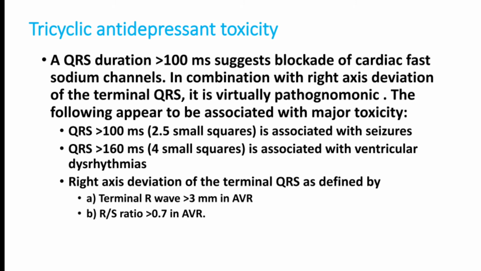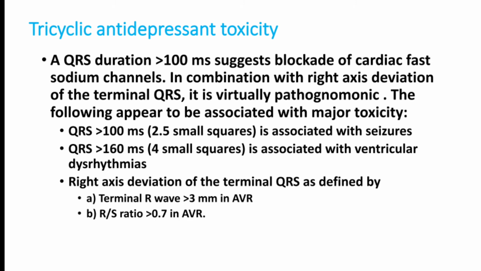When you take an ECG, you can see the following findings. QRS complex is more than 2.5 small squares. Mostly we will see a QRS duration more than 120 milliseconds or 3 small squares. That is a classical finding. But when it becomes 2.5 itself, we should be very careful when somebody is taking tricyclic antidepressants.